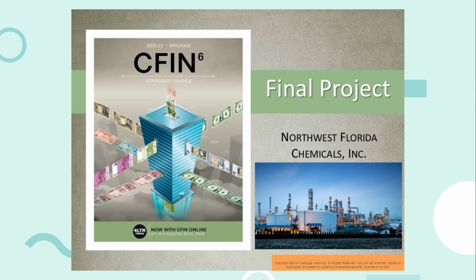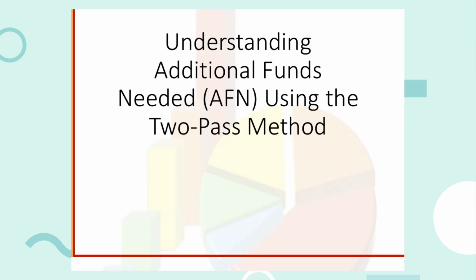In this segment, we are focused on your final project, which is built around Northwest Florida Chemicals Incorporated, again, a completely fictitious company. You'll be applying your understanding of financial forecasting using the two-pass method to determine whether the company needs additional funding. We'll start by understanding the additional funds needed, or AFN, using the two-pass method. This method will help us accurately forecast financial needs for the company.